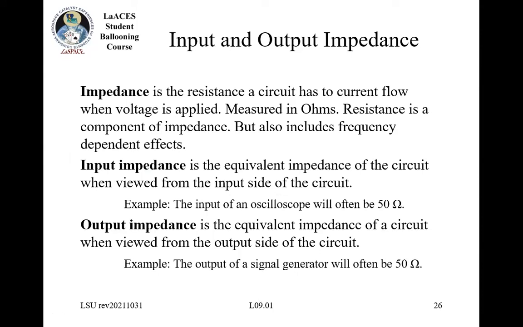Another important thing to consider with these signals and sensors is the concept of input and output impedance. Impedance is a generalization of resistance that also includes time variation effects. It's the resistance of a circuit to current flow when a voltage is applied. Because it's an extension of resistance, it has units of ohms, like you would expect.